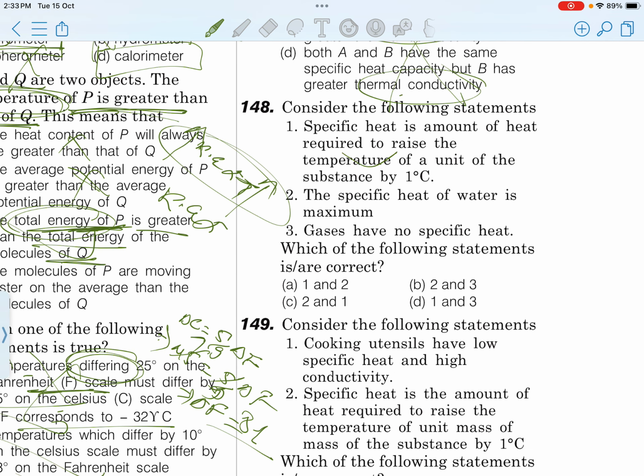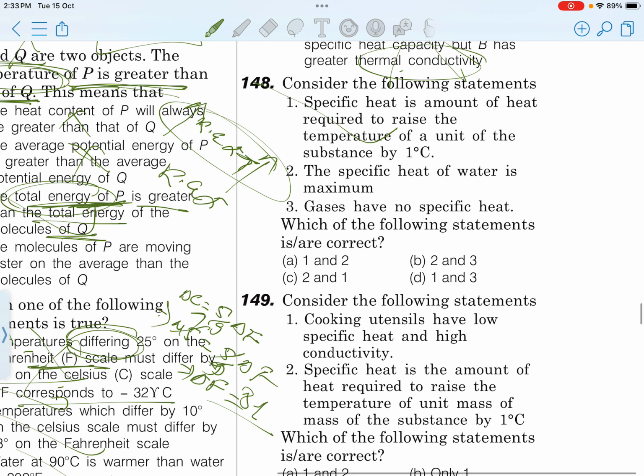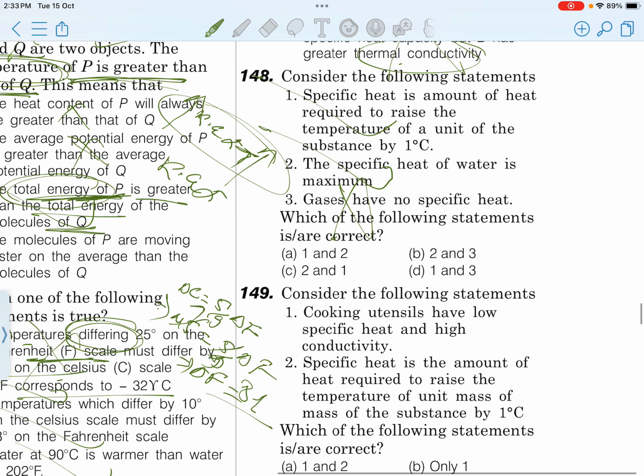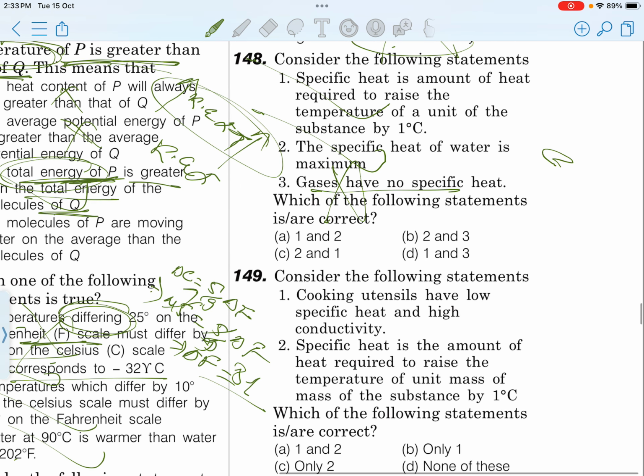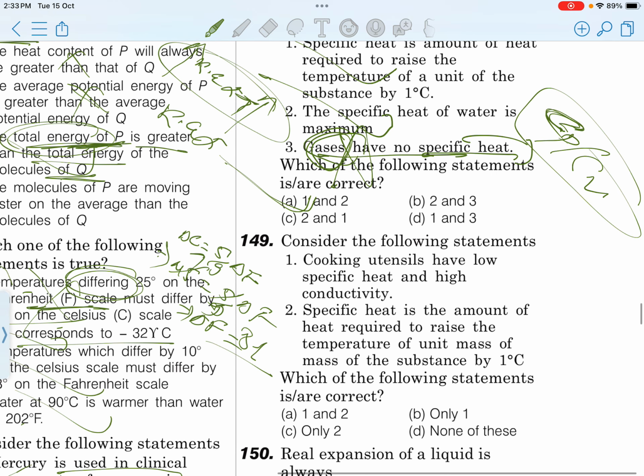Okay, the amount of heat, correct. The specific capacity, it is almost correct. This is wrong: gases also have a specific heat capacity. But for gases, pressure and volume change, so we measure specific heat capacity at constant pressure or constant volume. So it's 1 and 2.